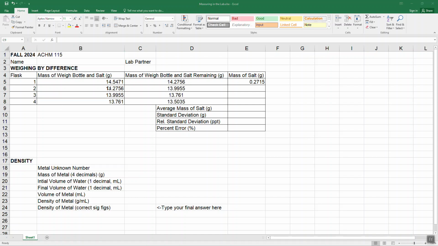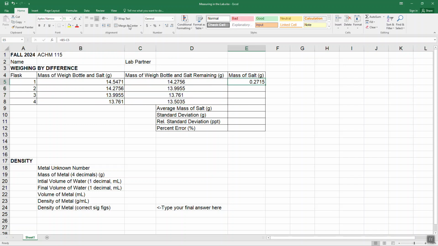So, I've entered the rest of my numbers. As we can see, for example, in this case, if you have a trailing zero, Excel will just round it off. That's okay. But notice that my initial mass is the final mass of the previous trial.